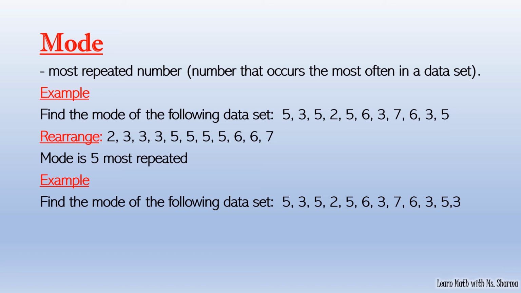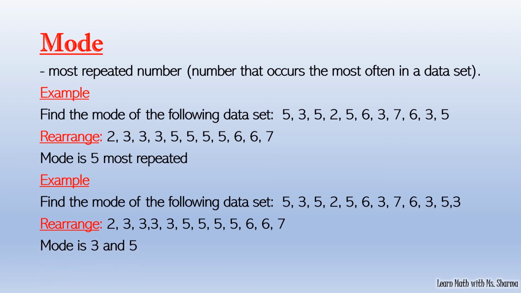Now another example: find the mode of this data set. You have 5, 3, 5, 2, 5, 6, 3, 7, 6, 3, 5, 3. Rearrange it. You have 1 two, 4 threes, 4 fives, 2 sixes, 1 seven. What is the mode of this data set? There are two numbers that are most repeated. So the mode is 3 and 5.